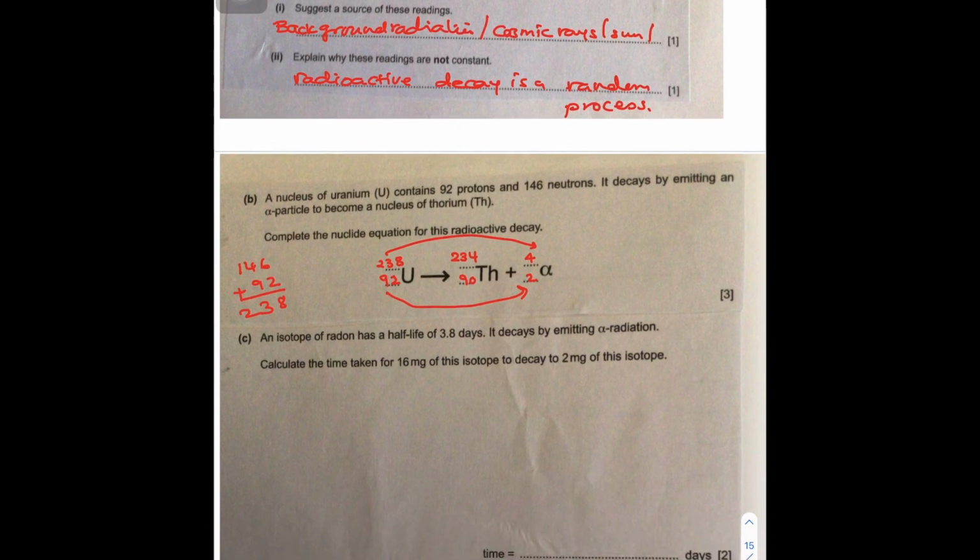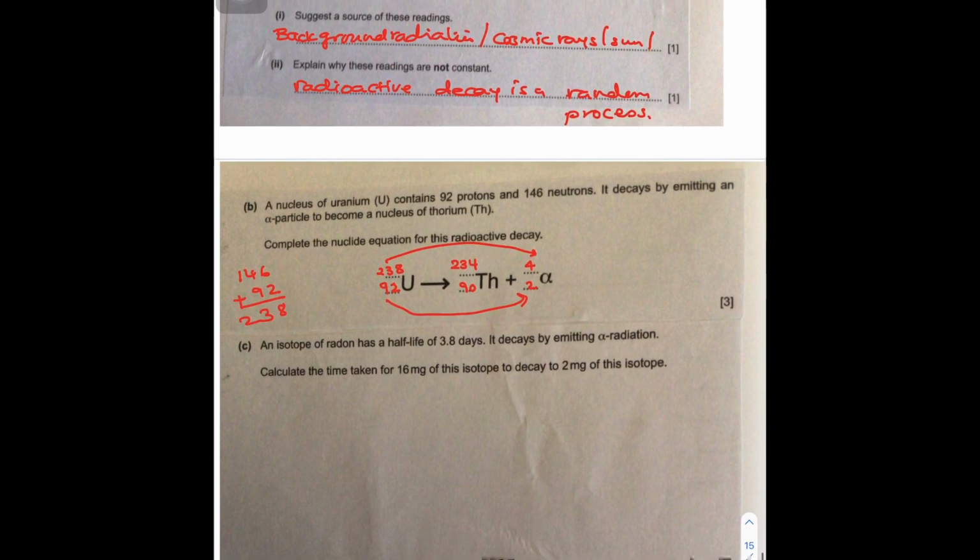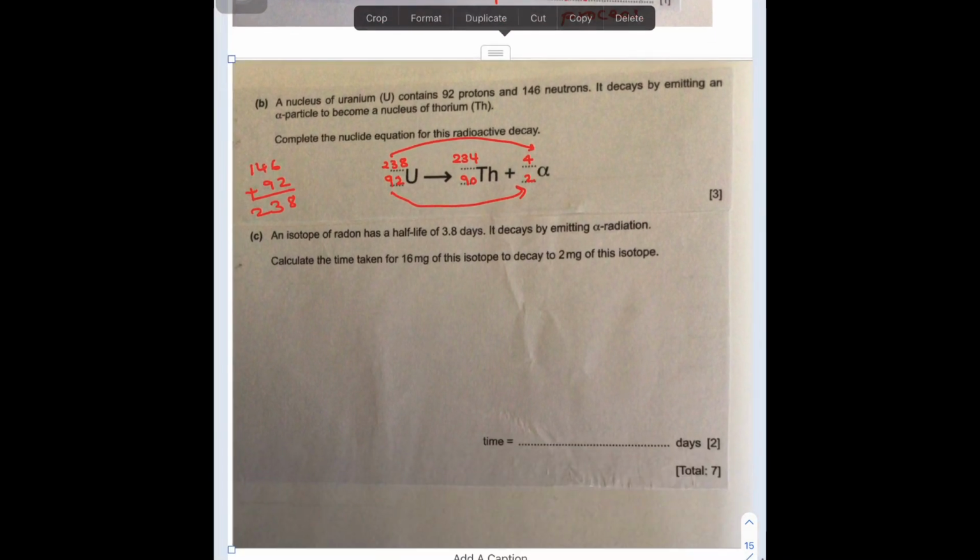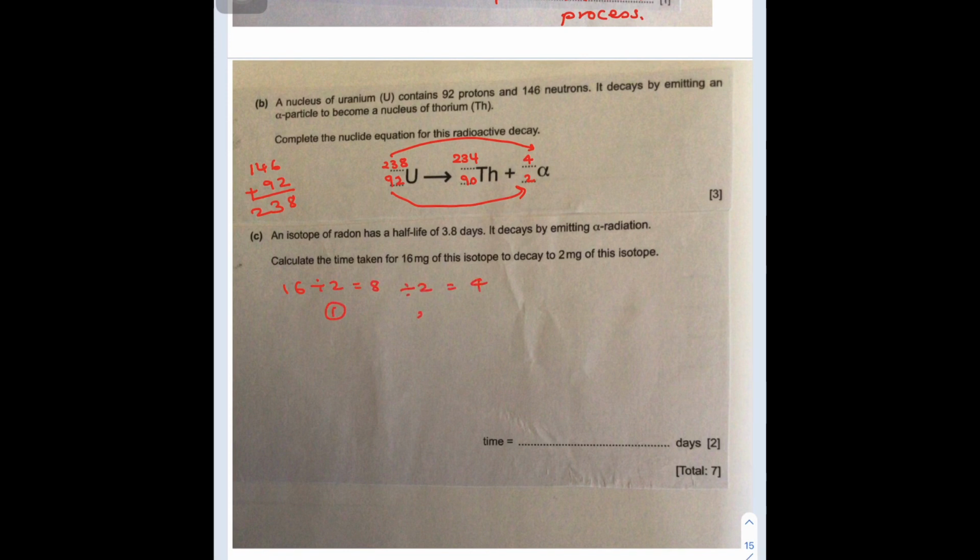An isotope of radon has a half-life of 3.8 days. It decays by emitting alpha radiation. Calculate the time taken for 16 mg of this isotope to decay to 2 mg of this isotope. Okay, 16 divided by 2 is 8. So that's first half-life. Divide by 2 is 4. That's second. Right? 4 divided by 2 is third, which is 2 mg.